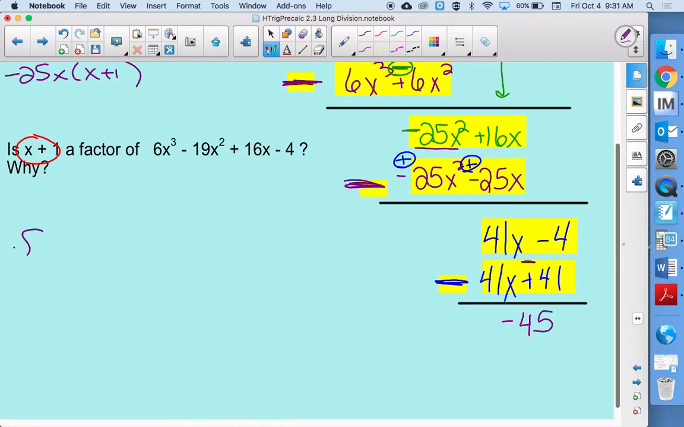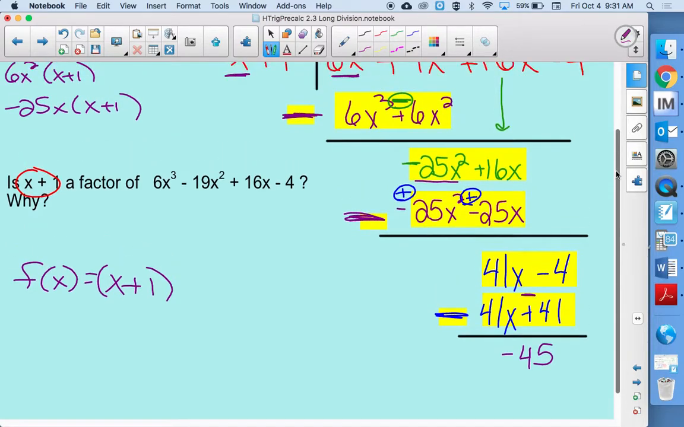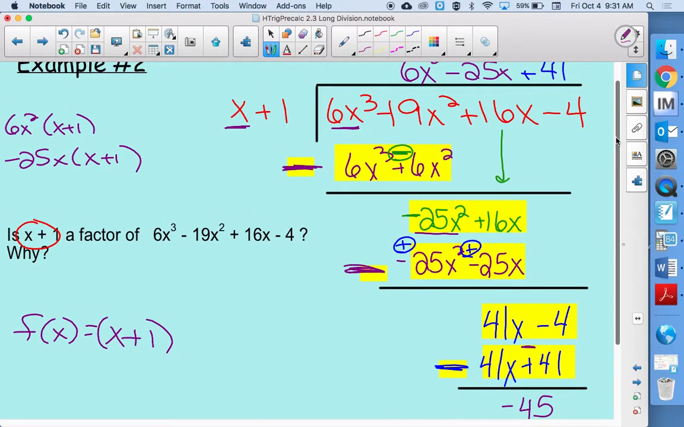So I do want to show you how to write this, and then we'll answer that question as well. So we're going to start with f of x. That's the original function. So your original function is equal to our divisor, what we were dividing by. That's the x plus 1. And then the quotient. What do you have on top of your division bar? That goes next. So on top of the division bar, we have 6x squared minus 25x, and then plus 41. That goes in parentheses. The remainder goes after.